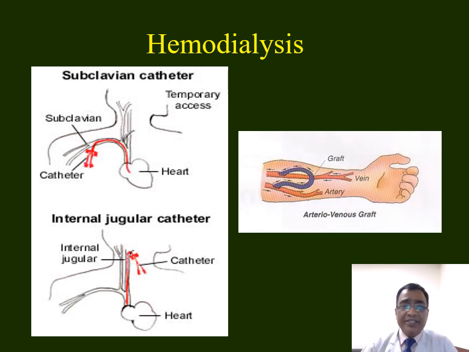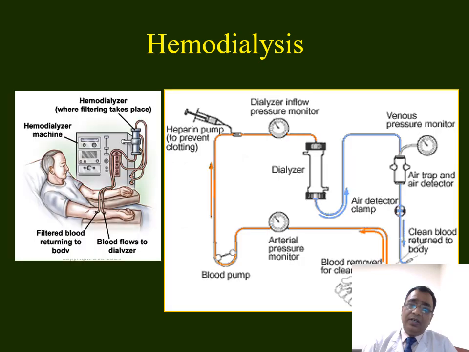The next modality is hemodialysis. Of course, it requires some form of conduit, either temporary or permanent. Temporary is a double lumen catheter placement in a vein, especially a central vein, and a permanent conduit would be an AV fistula in the hand.